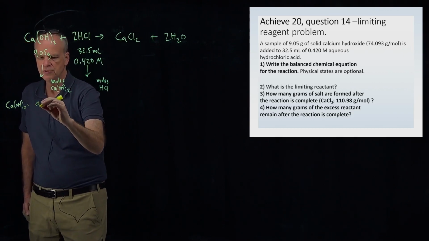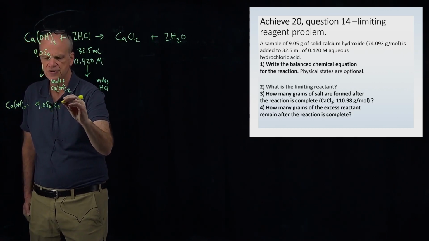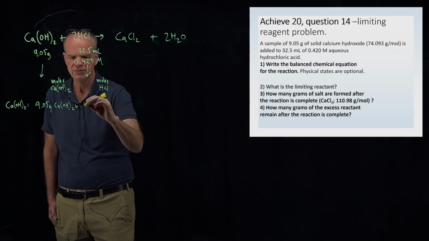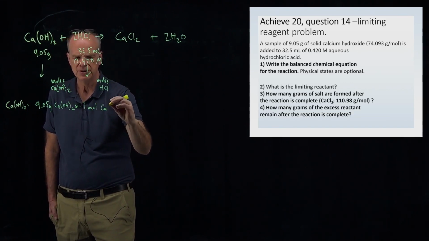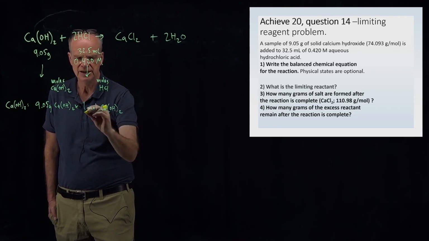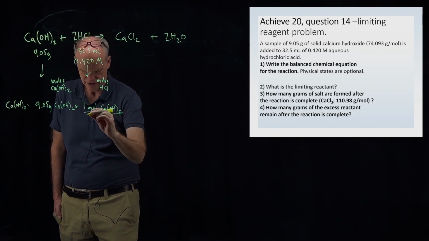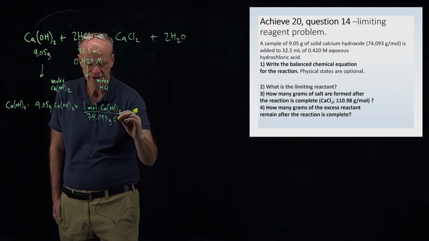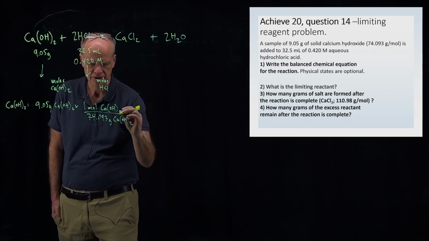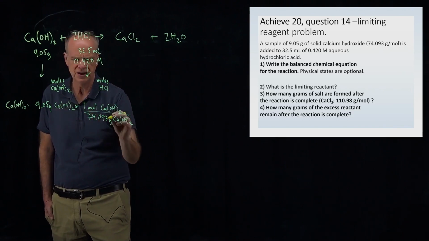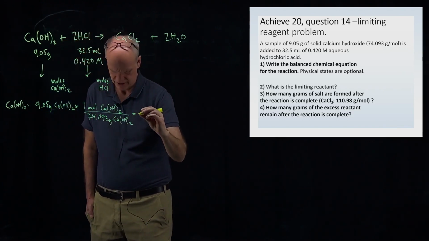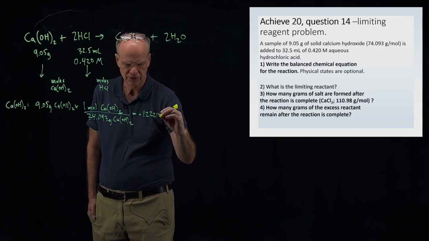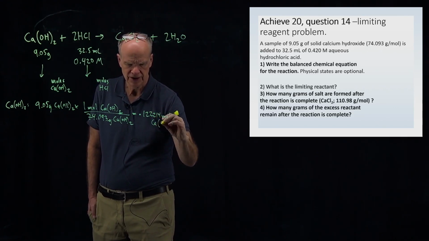And so you start out with 9.05 grams of calcium hydroxide, and so you just place in the molar mass correctly. So it's going to be 1 mole of calcium hydroxide, and the molar mass of the calcium hydroxide is 74.093 grams of calcium hydroxide. And so the grams of calcium hydroxide cancel out. And so when I do this calculation, I get 0.122214 moles of calcium hydroxide.